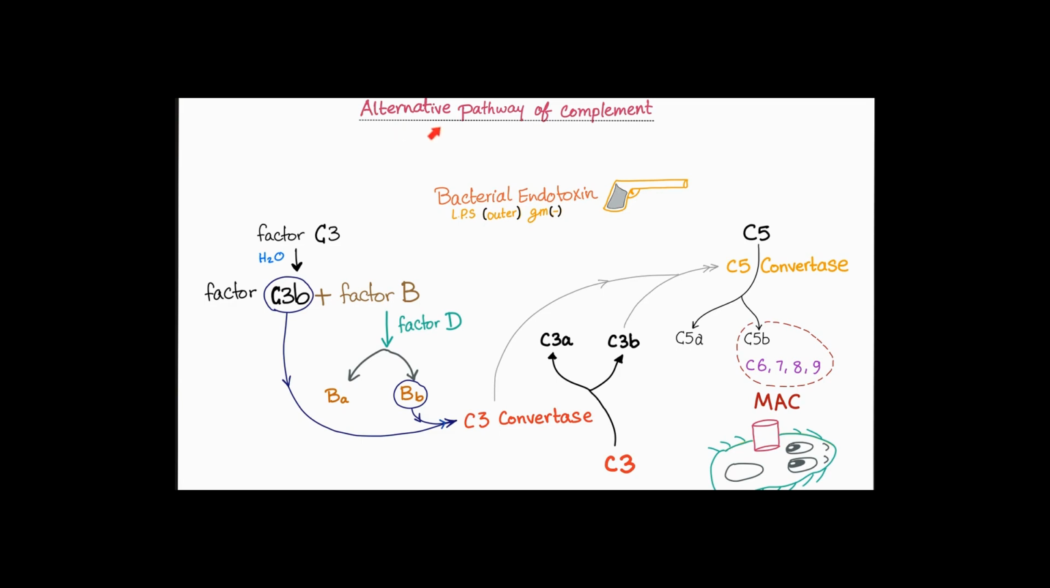Now let's talk about the alternative pathway. There is a difference in the beginning, but the end result is always the same. We always end up with C5b, C6, C7, C8, C9, known as membrane attack complex, and the end result is severe destruction. Who pulled the trigger for the alternative pathway? Bacterial endotoxin. If the bacteria is gram-negative, it's usually lipopolysaccharides in the outer membrane, if you remember. Factor C3b plus factor B, then boom, Ba and Bb, and then boom, C3 convertase. From now till the end, it's the same story.